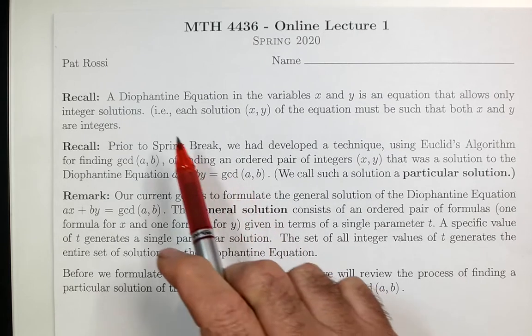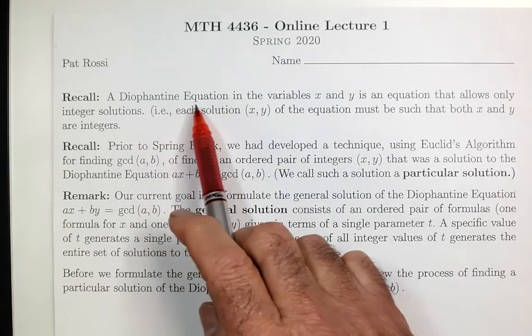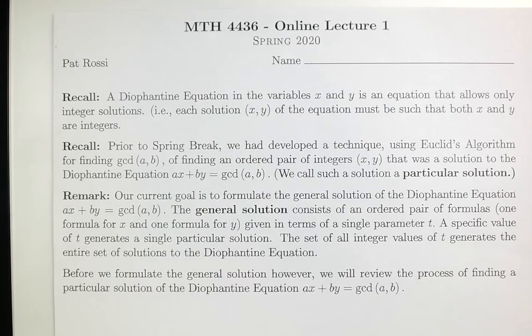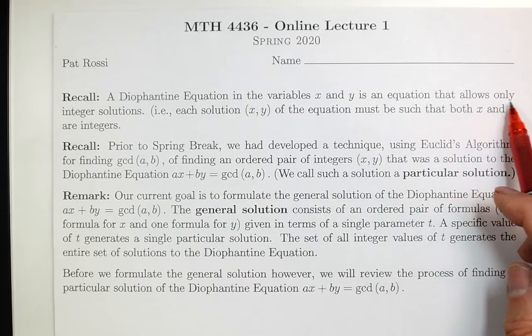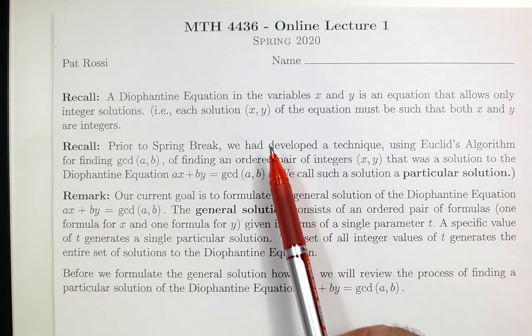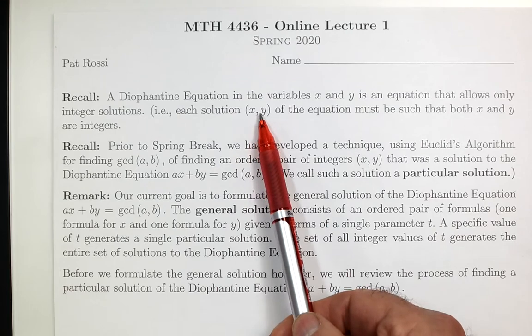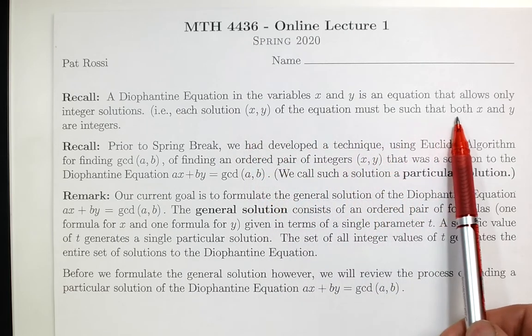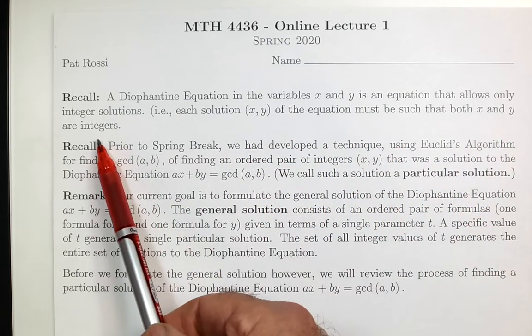Remember when we left off, we were talking about Diophantine equations. A Diophantine equation is an equation that allows only integer solutions. So each solution, an ordered pair x, y, must be such that both x and y are integers.